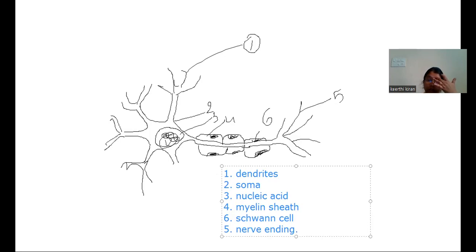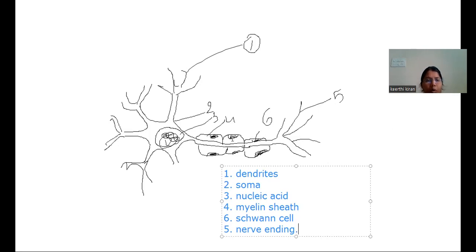So these are the different parts of the nervous system, and this is a neuron. Neuron means it is the structural and functional unit of the nervous system. Each neuron has three main parts. They are the dendrites, then the soma, the region, and then the next one is the axon. This part is called the axon.